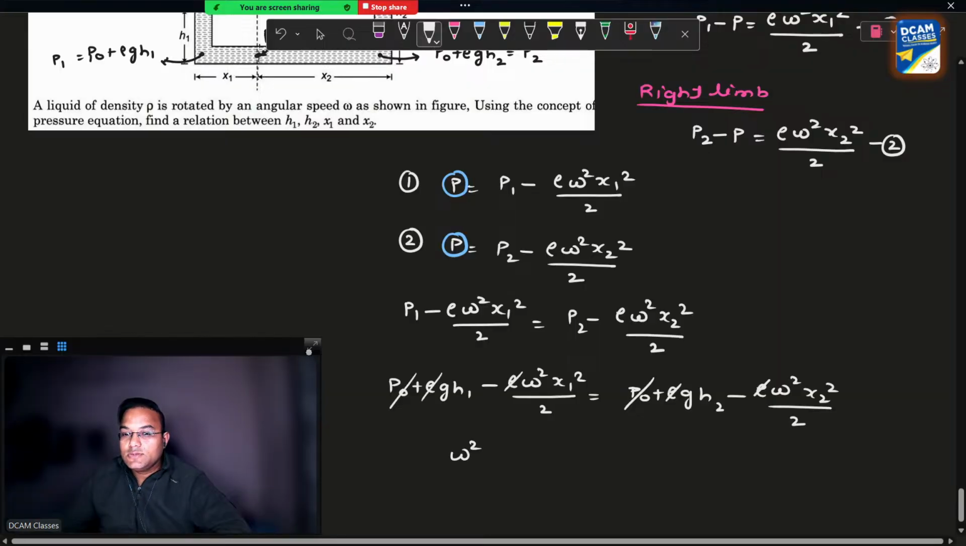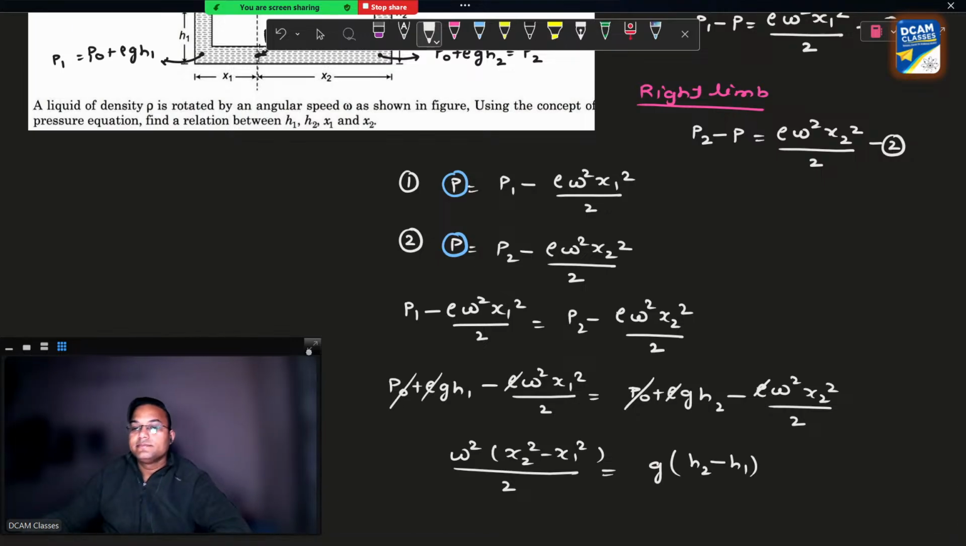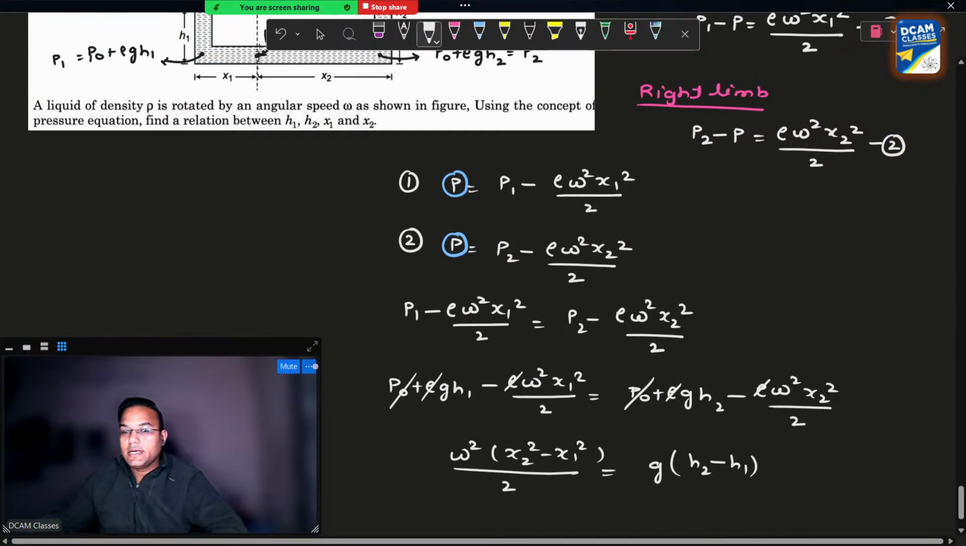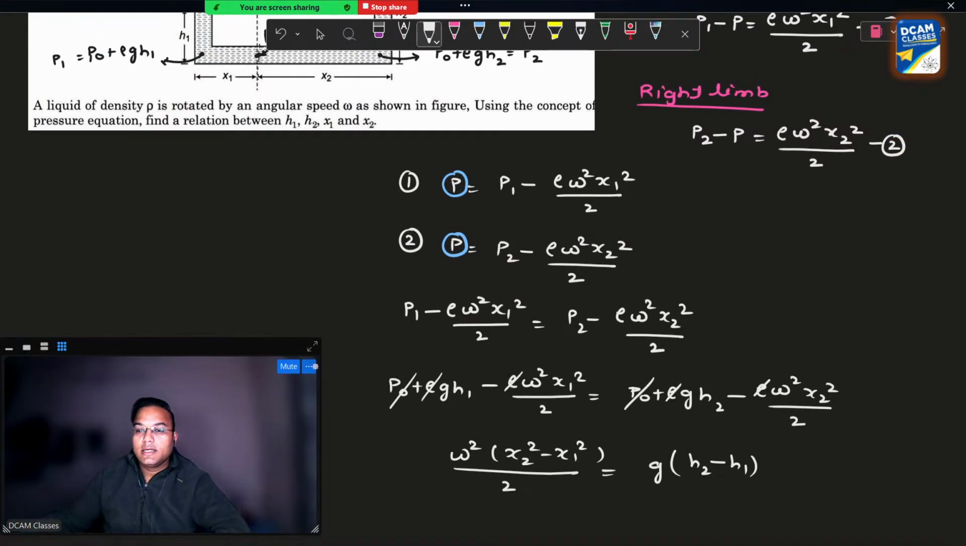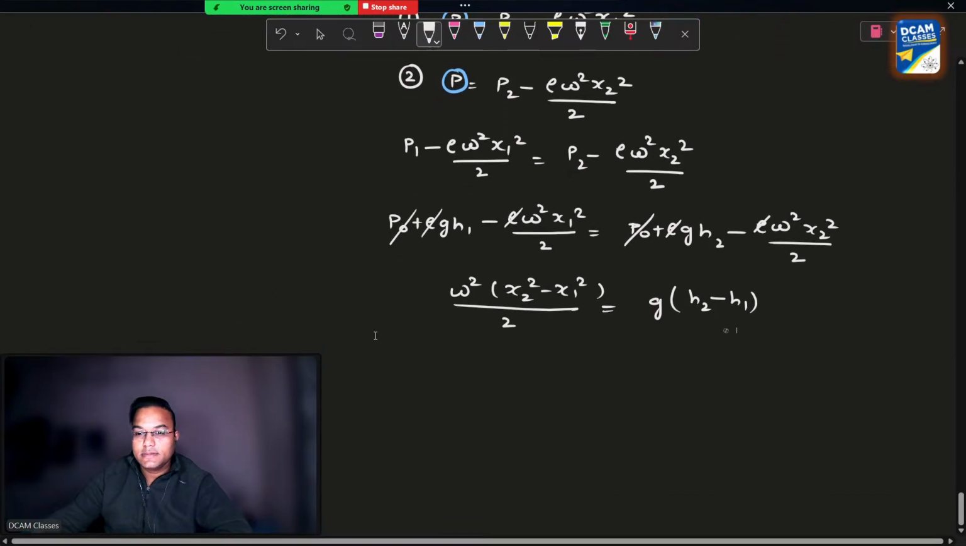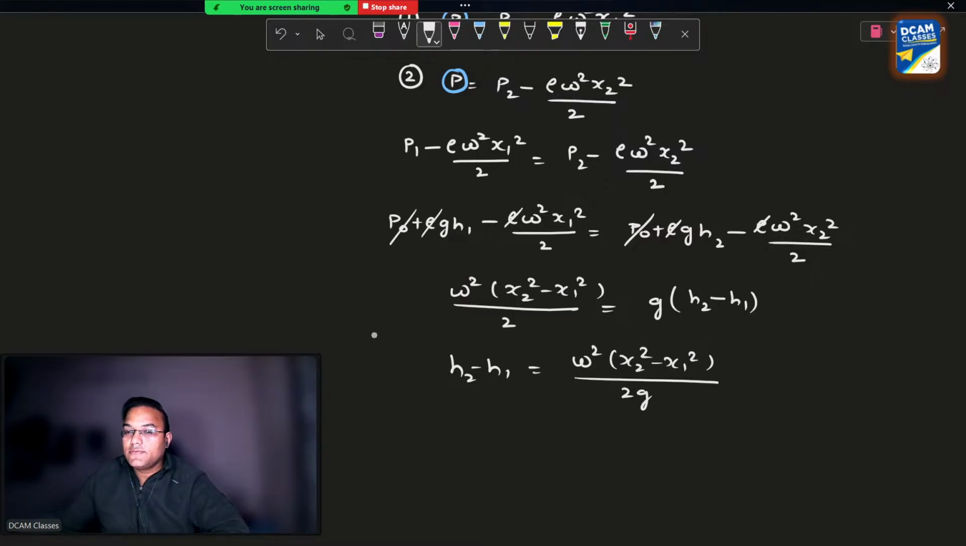So omega square into (x2 square minus x1 square) whole divided by 2 will be equal to g into (h2 minus h1). So the relation is this: h2 minus h1 is equal to omega square into (x2 square minus x1 square) by 2g. This is our required relation.